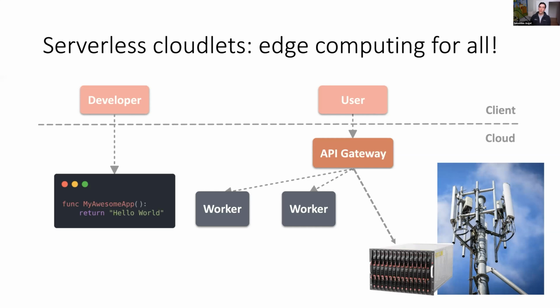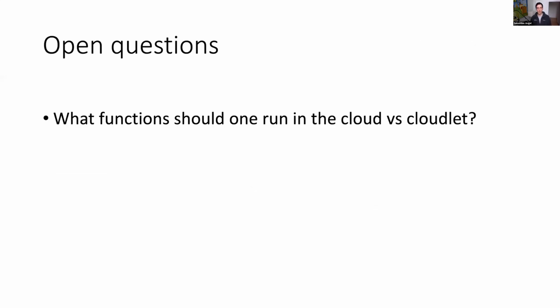Now, of course, there's a bunch of questions that remain open. For example, what functions should one run in the cloud versus the cloudlet? Certainly, if the function takes a very, very long time to execute, that's not a good fit for a cloudlet. And the reason is that in that case, network latency, which is what's being masked by the cloudlet, is not going to be your dominant cost. And so you might as well just go all the way to the cloud.